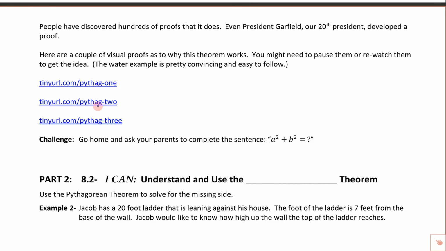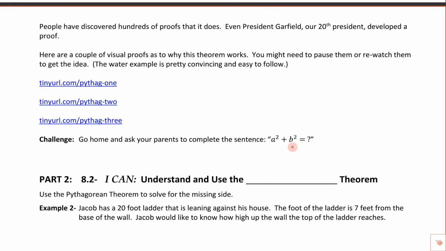I would like to challenge you to do something. Go home and ask an older brother, sister, mom, dad, aunt, uncle, neighbor, something like that. See if they can complete this sentence: a squared plus b squared equals. Most all of them will get it right. They may not know that it's the Pythagorean theorem. They may not remember how to do it or how to use it, but they will remember it. So it is something that you'll remember.